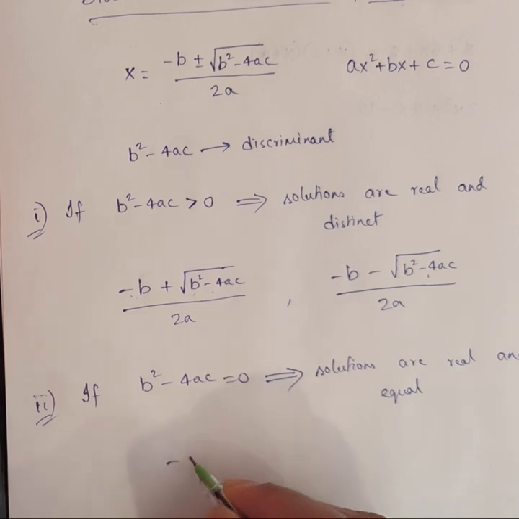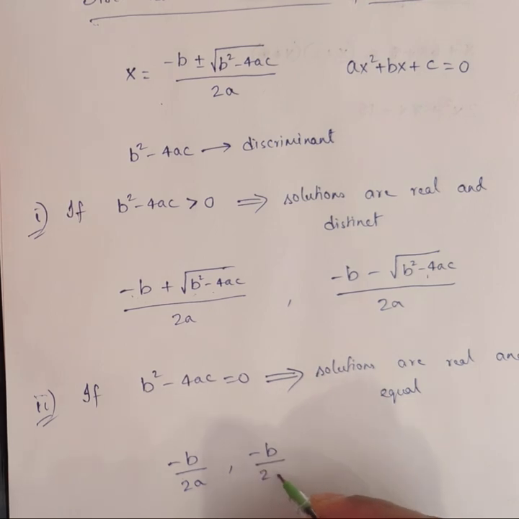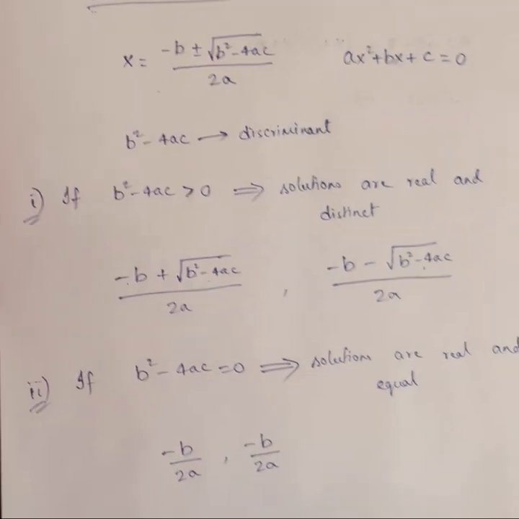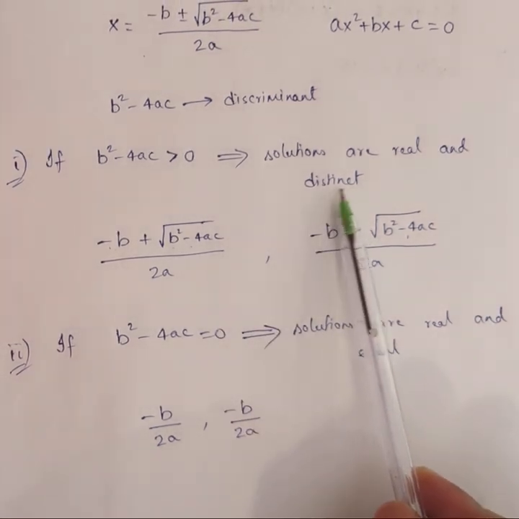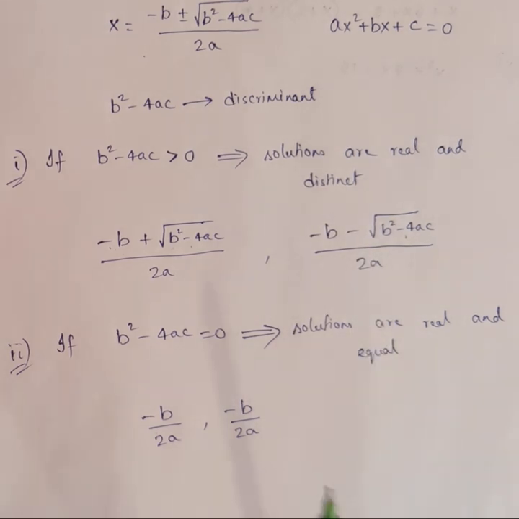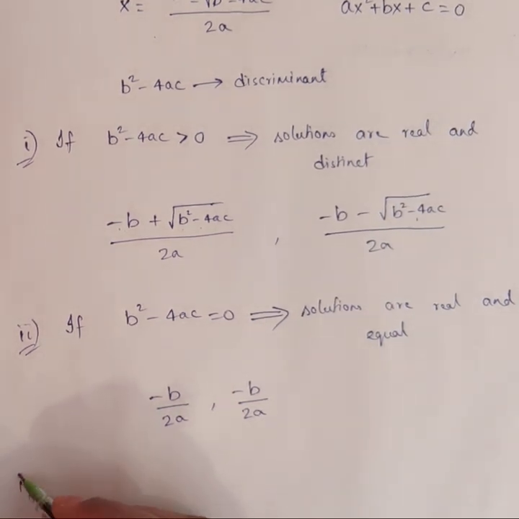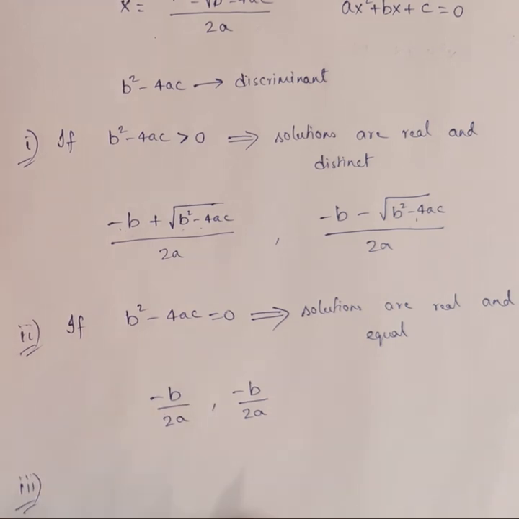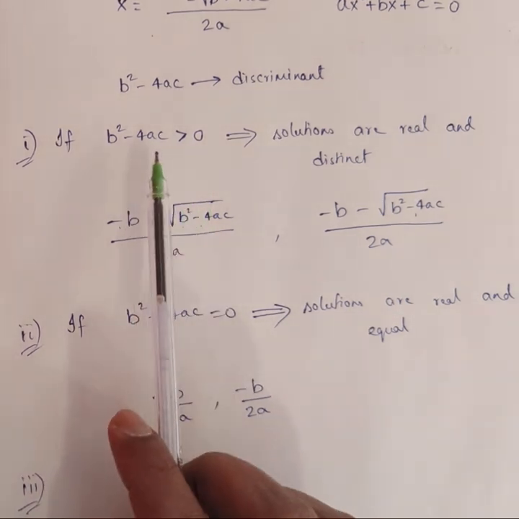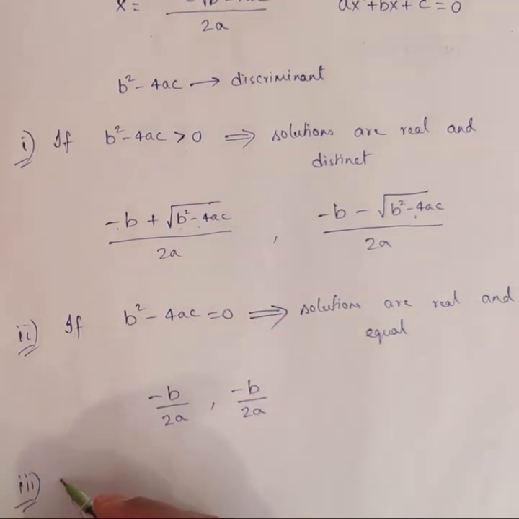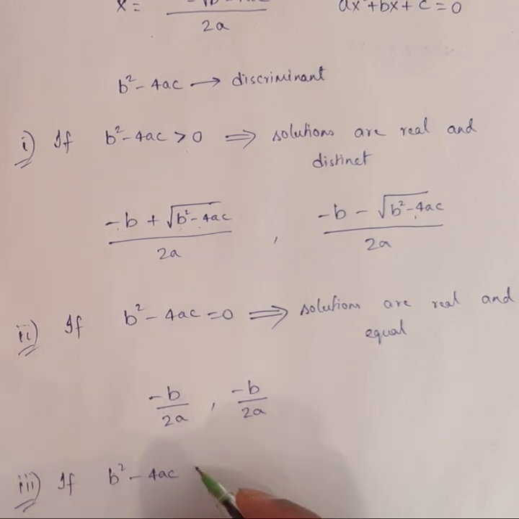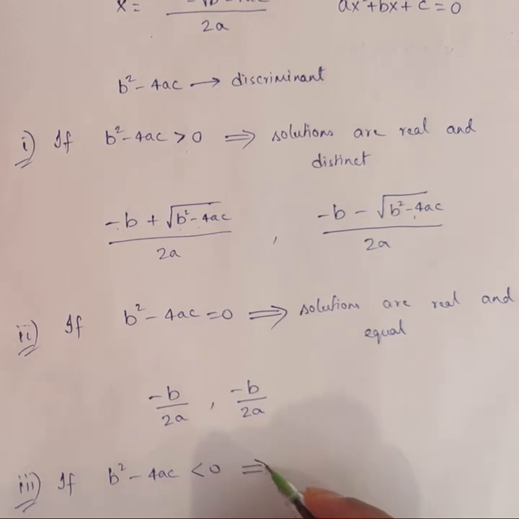And what are those solutions? Negative b over 2a and negative b over 2a. So you have the same solution that will appear twice. Now in mathematics, we use the word distinct to mean different. Then in the third case, a real number could be either positive, 0 or negative. And that's all a real number could be. So if we discuss this, then we are good.